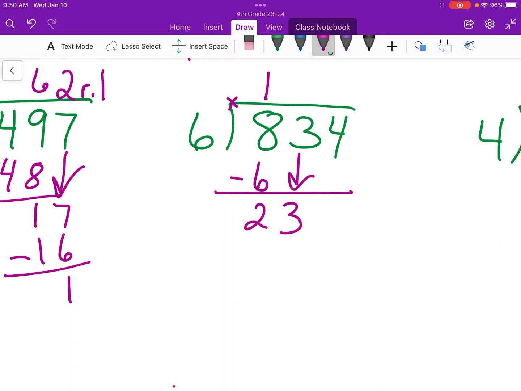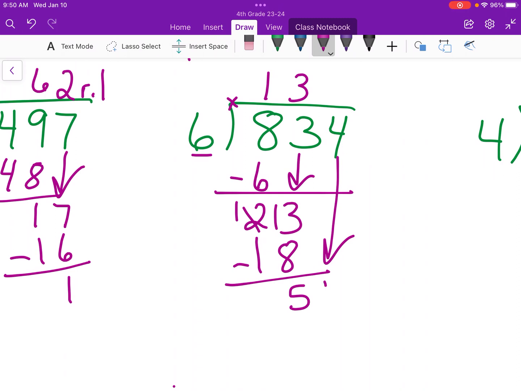Bring down our 3. How many times can 6 fit into 23 equally? We can go in there 3 times. 3 times 6 is 18. If we borrow, 13 minus 8 is 5. 5 is smaller than our divisor of 6. So we'll go ahead and bring down our 4.